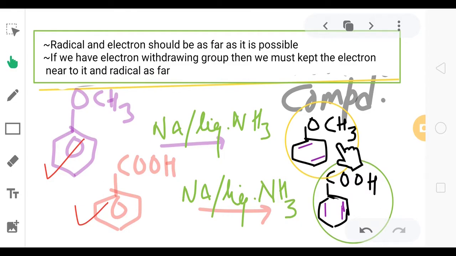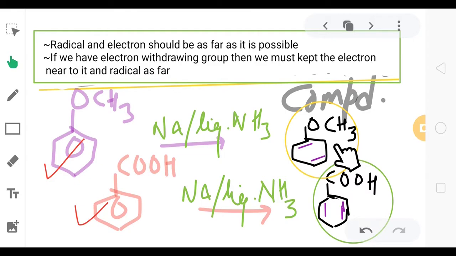In both the electron donating and withdrawing cases, one double bond gets reduced. Try to understand: in your substrate there are 3 double bonds, while in the product you can see there are only 2 double bonds in both cases. That means one double bond got reduced. So in the Birch reduction, one double bond gets reduced.